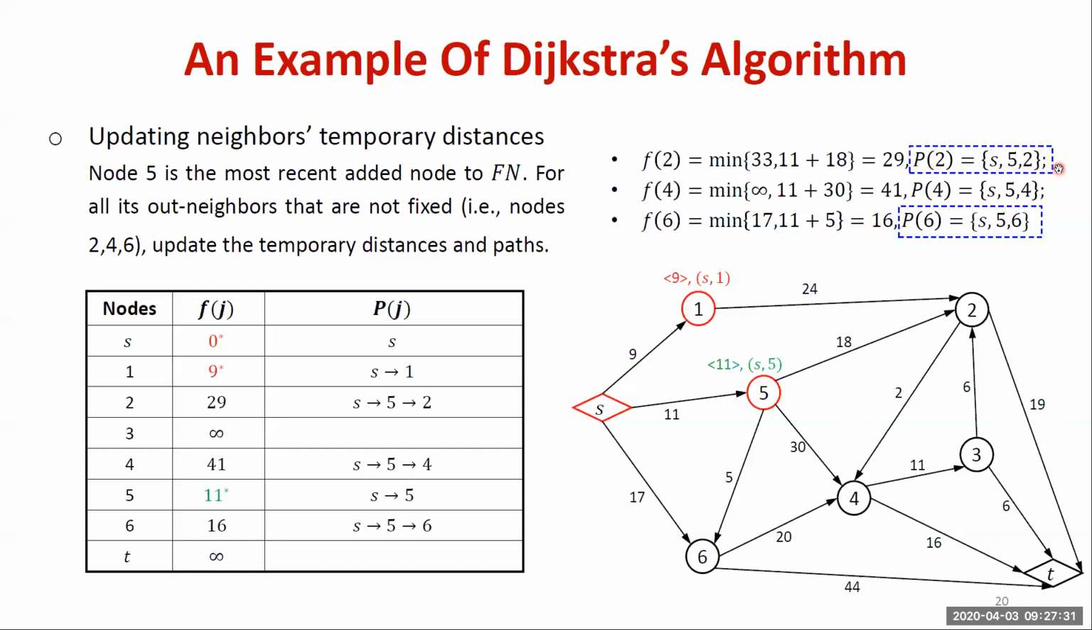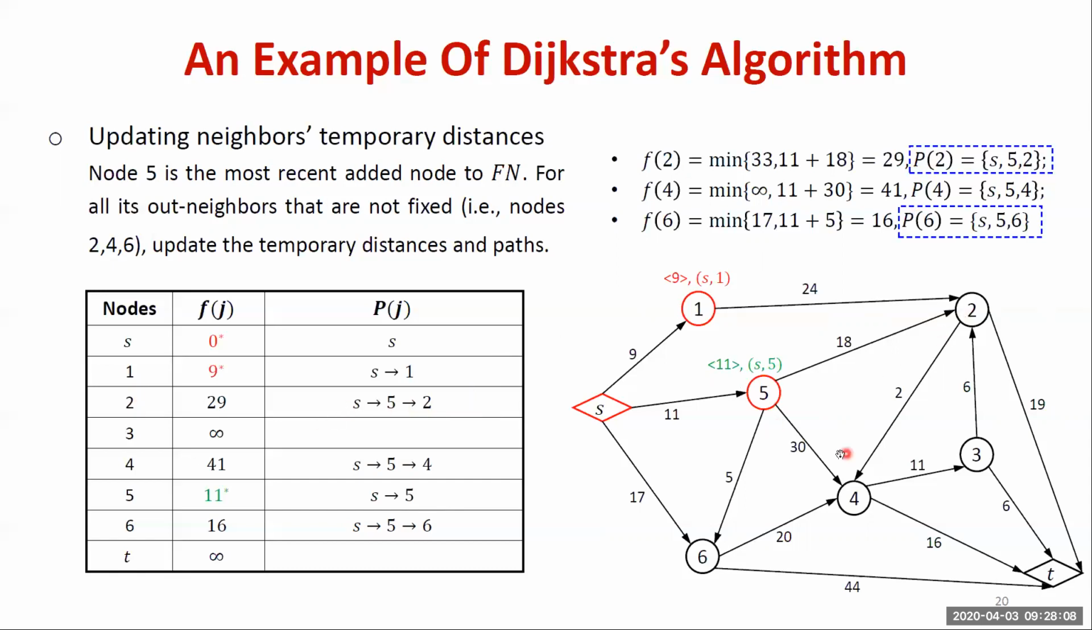Update the path. So here, this means you're going to add the path from S to 5, and then to the new node 2, followed by 2. What I mean is this. You're going to ask, what is the shortest path from S to 5? From S to 5, we just fixed. It's from S to 5 itself. Then the shortest path to 2 is S to 5, copy and paste, and then from 5 to 2. So that your current temporary shortest path from S to 2 is S to 5 to 2.